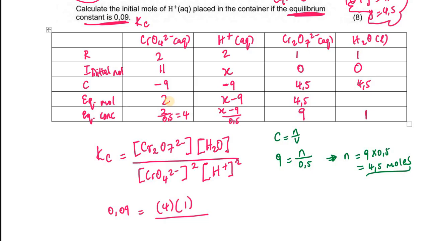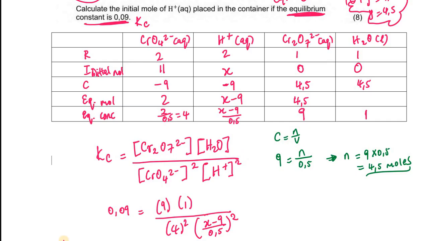Oh, I made a mistake. You see, these things are a bit confusing. Cr2O7 2 minus is this one, guys. It's 9. Sorry for that. So I was supposed to put 9 here. And then this one, the 2 minus, is the one that is 4. So we put 4 there, then we say squared. Then for H plus, we actually have x minus 9 over 0.5. So don't forget to put squared here.